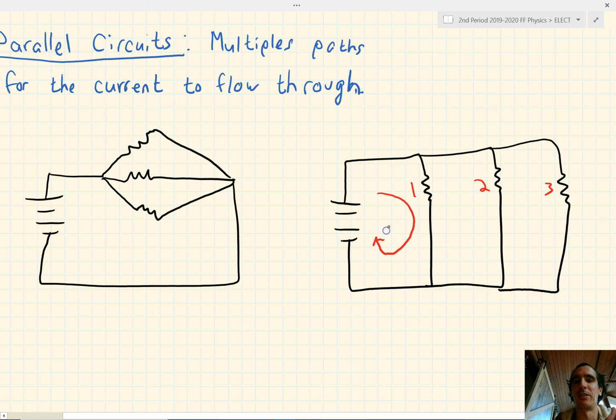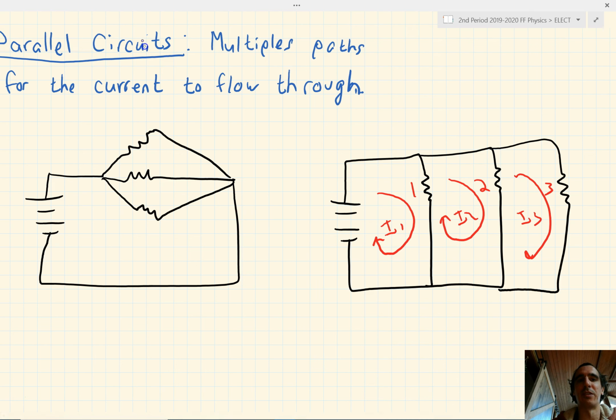So if we label this resistor 1, resistor 2, resistor 3, we can see that the current that flows through resistor 1 follows this pathway. The current that flows through resistor 2 follows this path, and the current that flows through resistor 3 follows that path. If we wanted to place an ammeter to measure the current that flows through R1, we could either place it right after R1 or right before. If we want to measure the current that flows through R3, same thing, right after or right before.